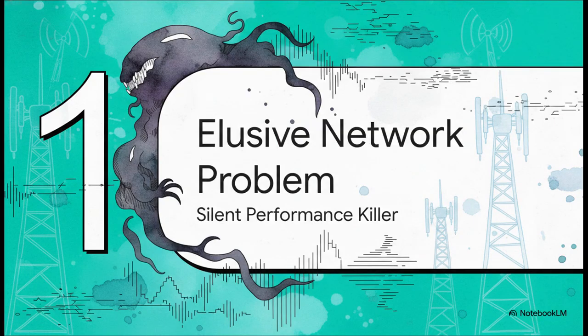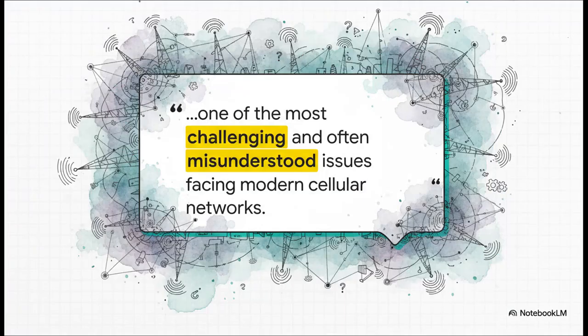The elusive network problem. That's a perfect way to put it, isn't it? PIM is the silent performance killer. And you know what? It's lurking in pretty much every cellular network out there. And hey, don't just take my word for it. The guide we're using calls PIM, quote, one of the most challenging and often misunderstood issues. And that is not an exaggeration. The key word there is misunderstood. It's a huge headache for everyone, but because it's so misunderstood, it's constantly getting misdiagnosed.